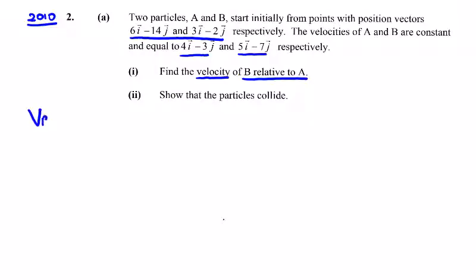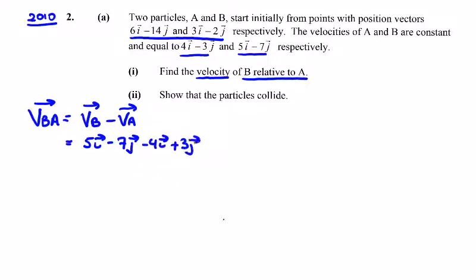The velocity of B relative to A is the velocity of B minus the velocity of A, which is equal to 5i minus 7j minus 4i plus 3j. Changing the signs, so we're going to get 5i minus 4i, which is i, and minus 7 plus 3 is minus 4j. The velocity of B relative to A.